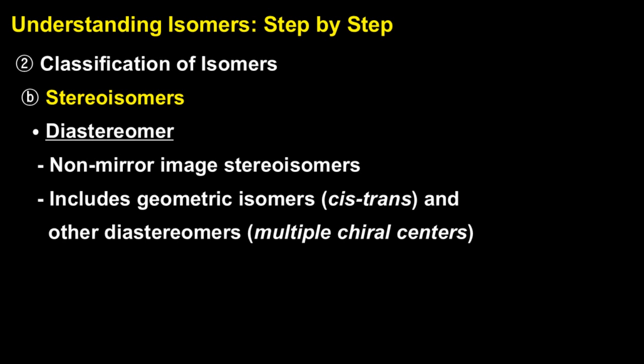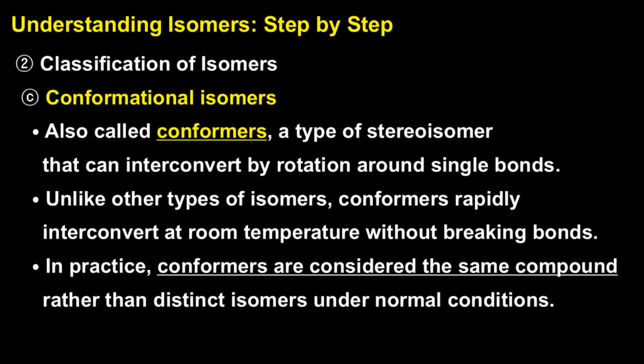Another type of stereoisomer is diastereomers, and unlike enantiomers, they're not mirror images of each other. One common example is geometric isomers, like cis-2-butene and trans-2-butene. And here's another key point. Diastereomers can also include molecules with multiple chiral centers. A good example is threonine, an amino acid that has 2 chiral carbons and can exist in different stereoisomeric forms.